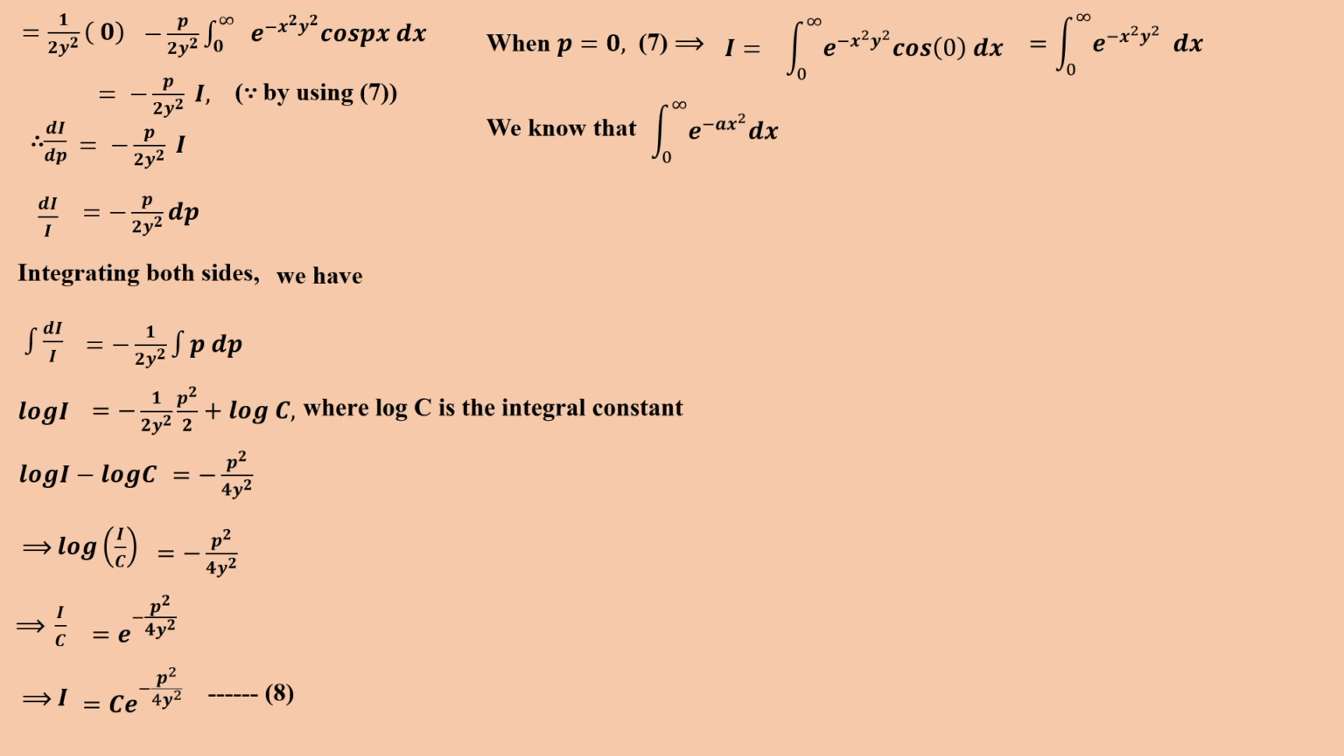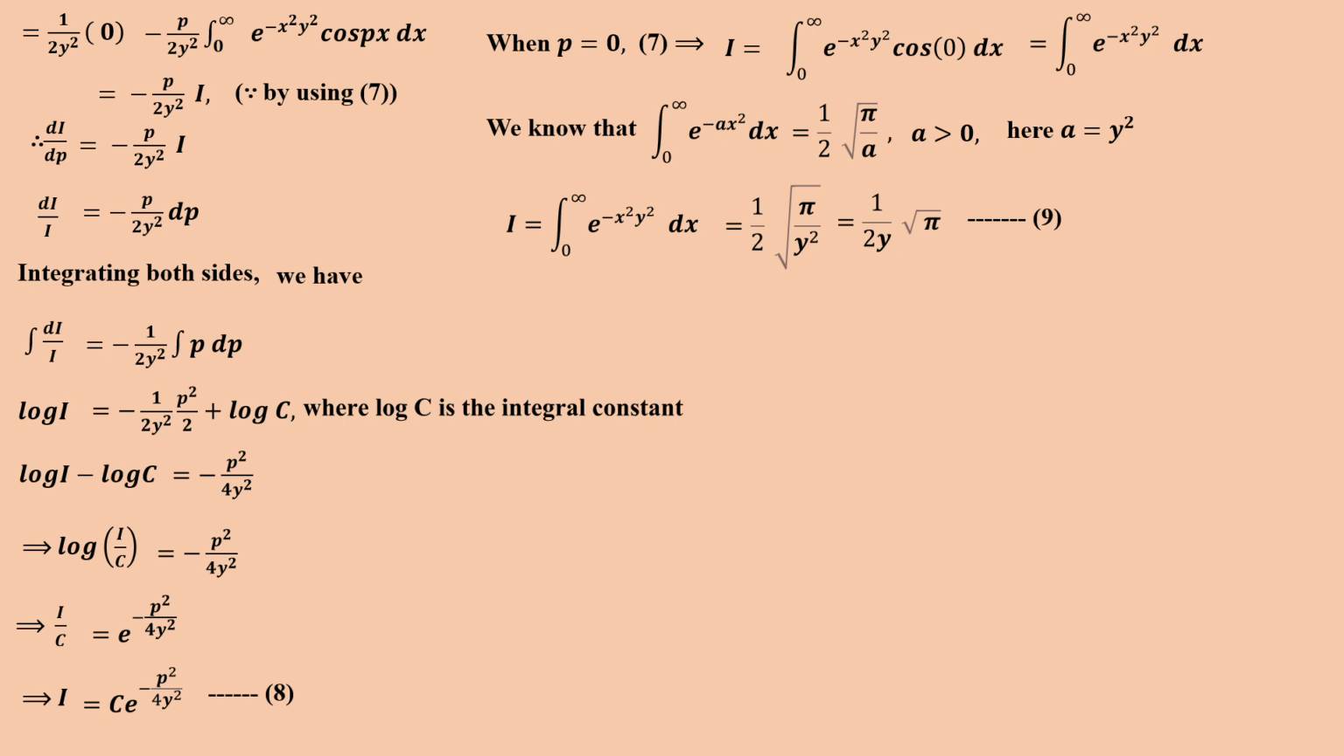So we know the definite integral formula: integral 0 to infinity e power minus a x square dx is equal to 1 by 2 root of pi by a, where a is greater than 0. Here a is equal to y square. So using that, I is equal to integral 0 to infinity e power minus x square y square dx, which is equal to 1 by 2 root of pi by y square, that is 1 by 2y root pi. When p is equal to 0, I is equal to 1 by 2y root pi.